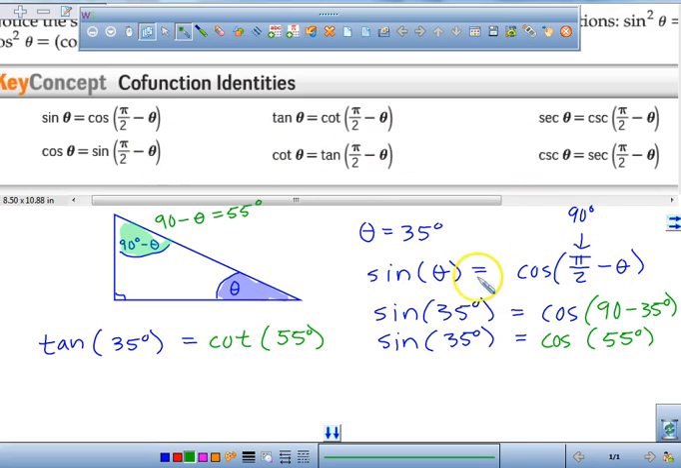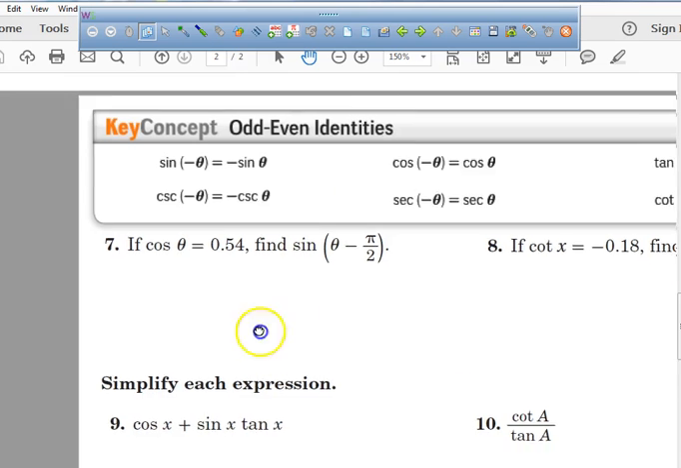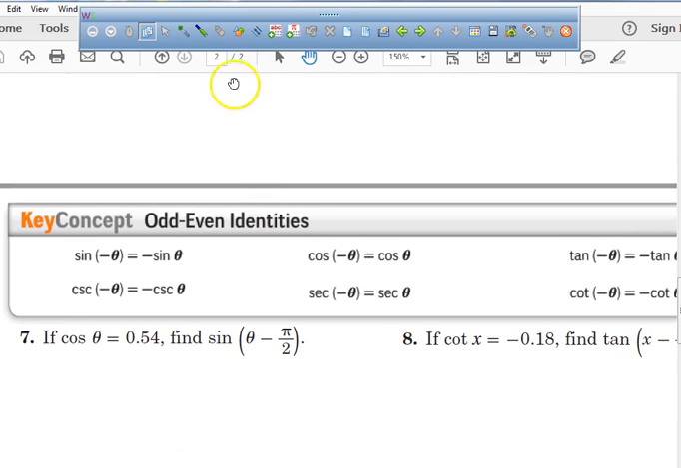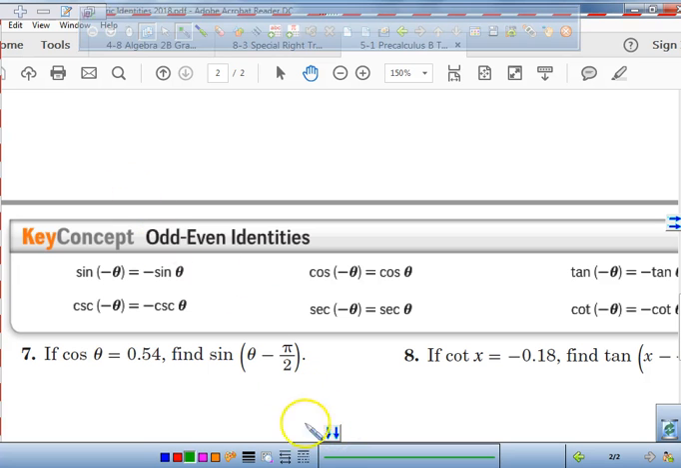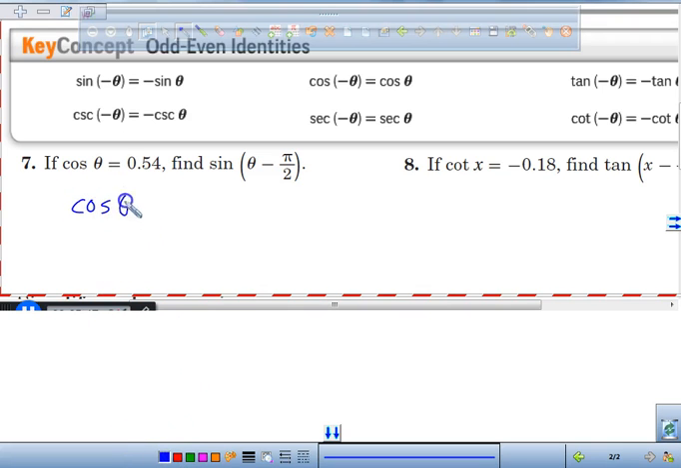All right. So let's look at problem number 7. These are 2 examples. Let's look at problem number 7. It says, if the cosine of theta equals 0.54, find the sine of theta minus pi over 2. So by the way, look at your co-function identity. What is the cosine of theta actually equal to? Look at your identities. Tell me what your cosine of theta is actually equal to.